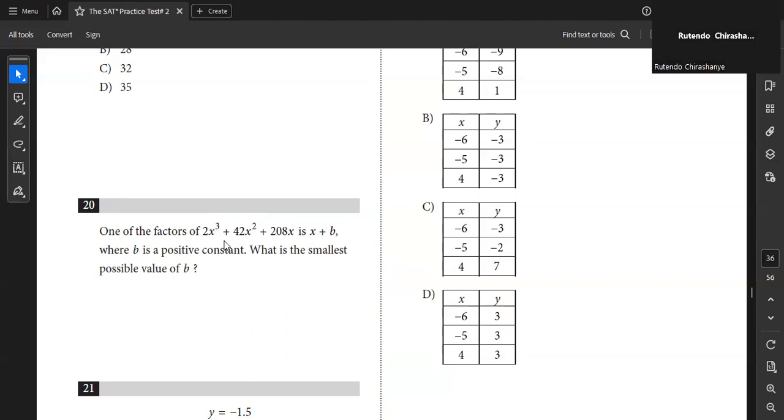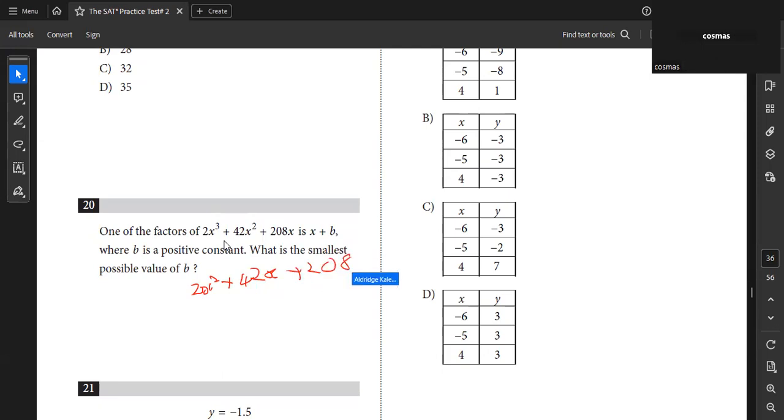So what I did was to actually just solve for the values of x. I first started by simplifying it by removing the x's. Okay, yeah, so let's do that. Removing the x's, so you're factoring x. Yes. Okay. You remain with 2x squared plus 42x plus 208.